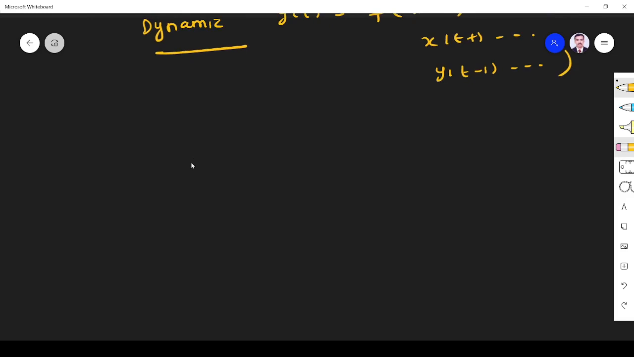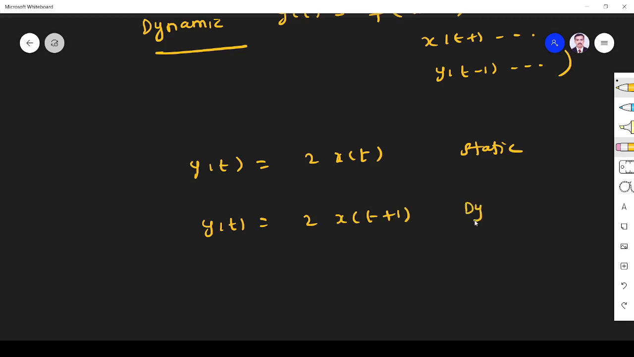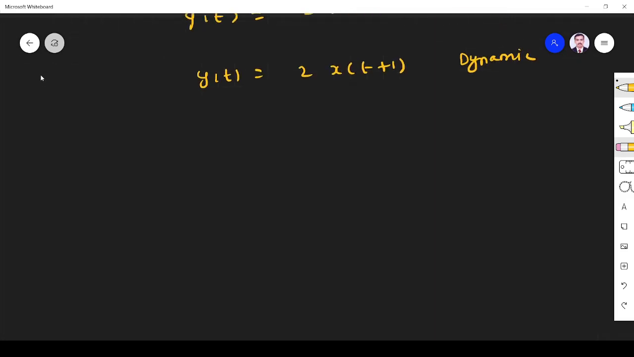Right? So y of t present output, example, y of t is equal to 2x of t. It is a function of only the present input, so it is static. Here the present output is a function of future input, so it is dynamic. So like that we can solve any problem from this area.